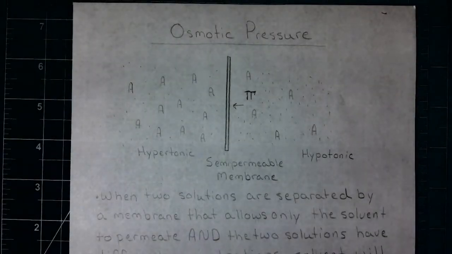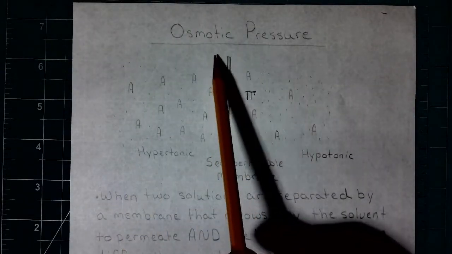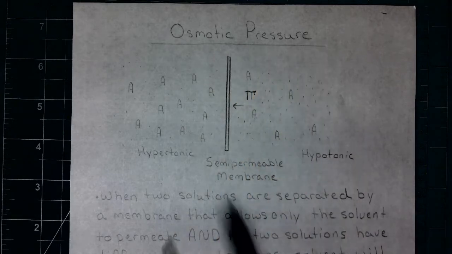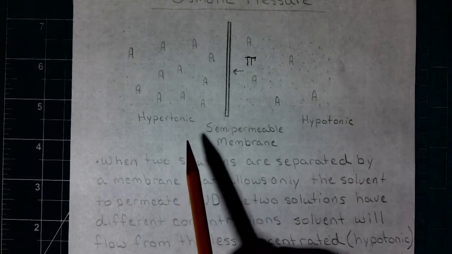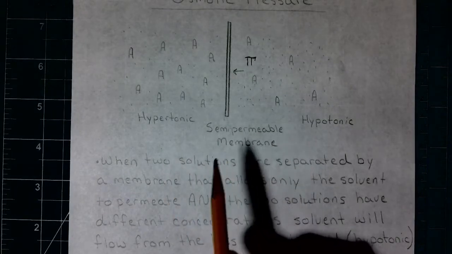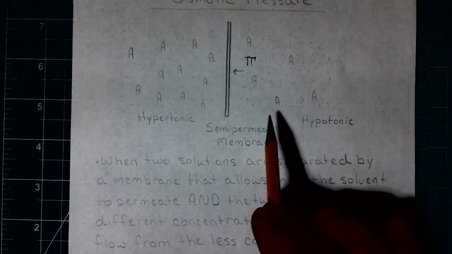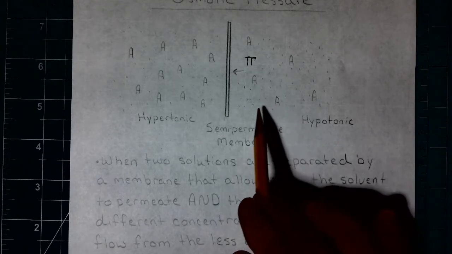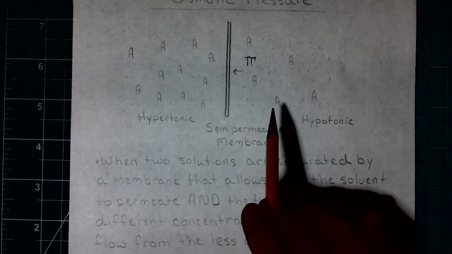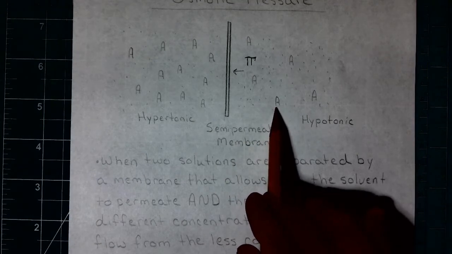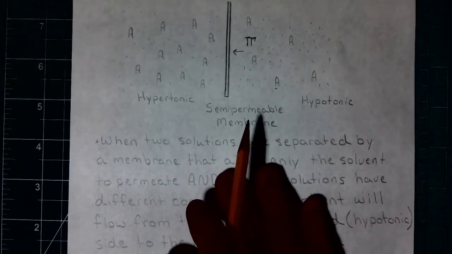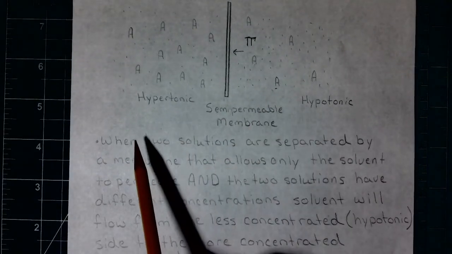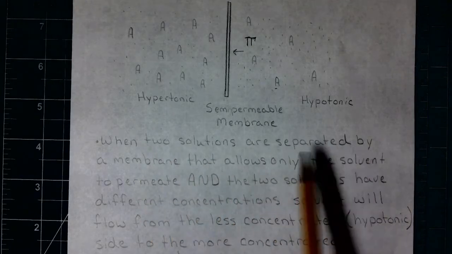Hello everybody. In this video I want to talk to you a little bit about osmotic pressure. And osmotic pressure is a colligative property, which means that it's a property that solutions have that do not depend on what the identity of the solvent or the solutes are, but only on the concentration of the solutes that are present in solution.